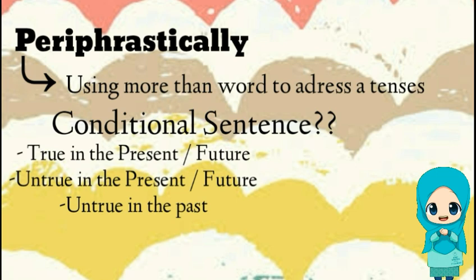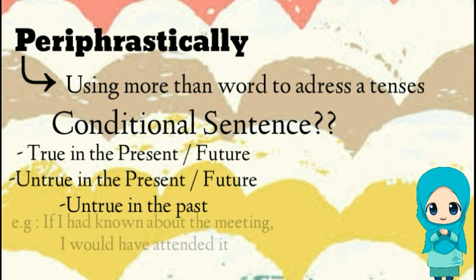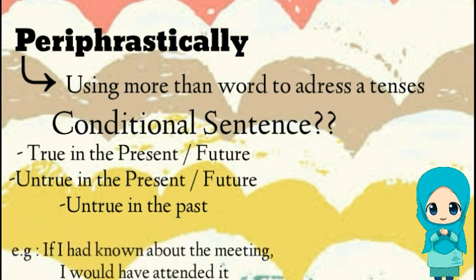For periphrastically, there are many examples, such as untrue in the past. An example is, if I had known about the meeting, I would have attended it. In this case, it is impossible to happen, and it is called a regret.